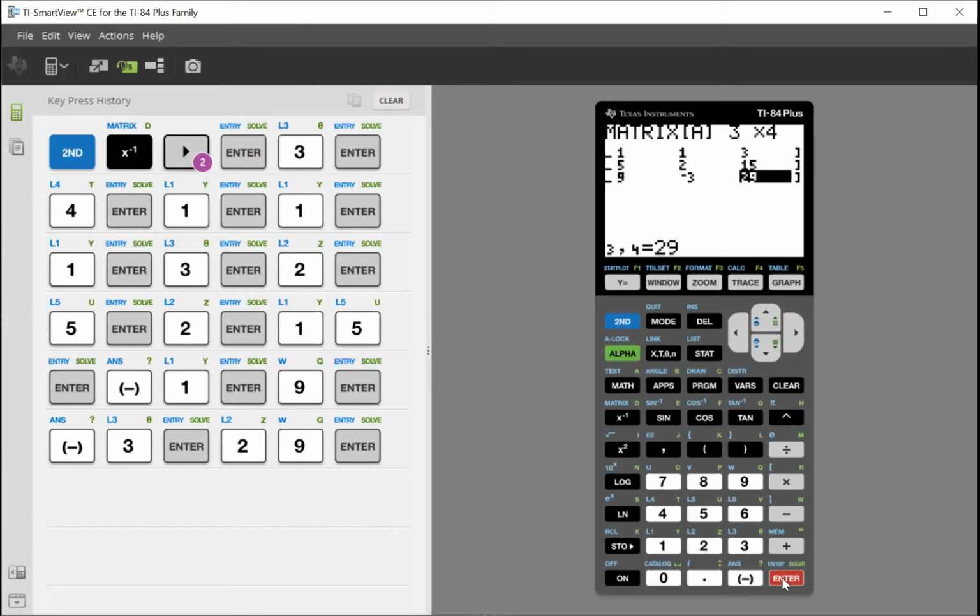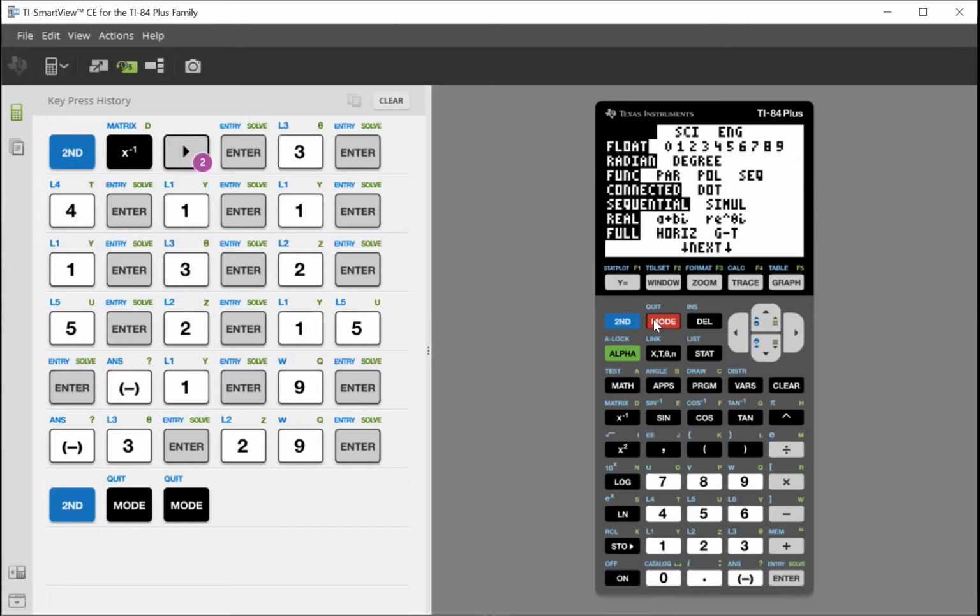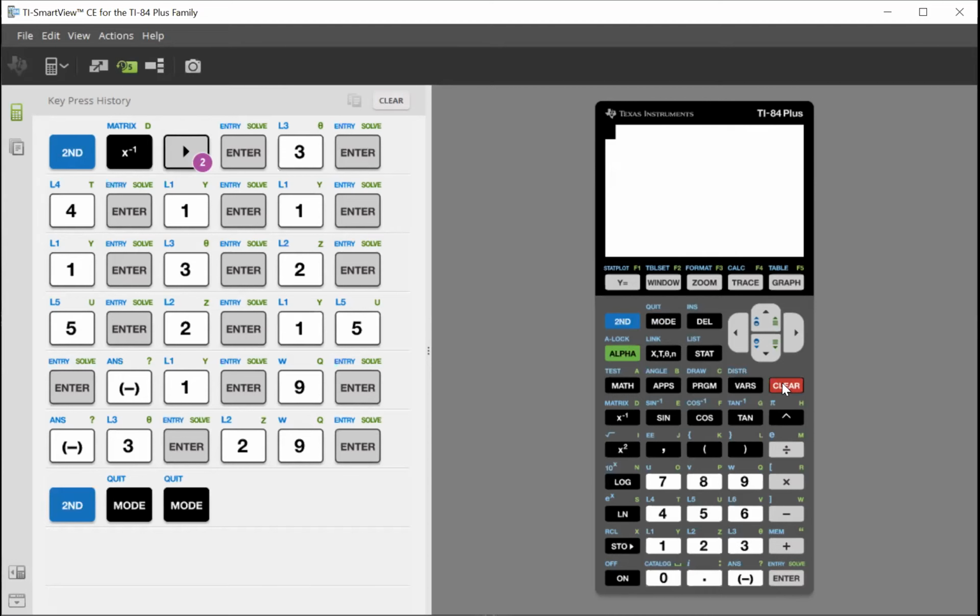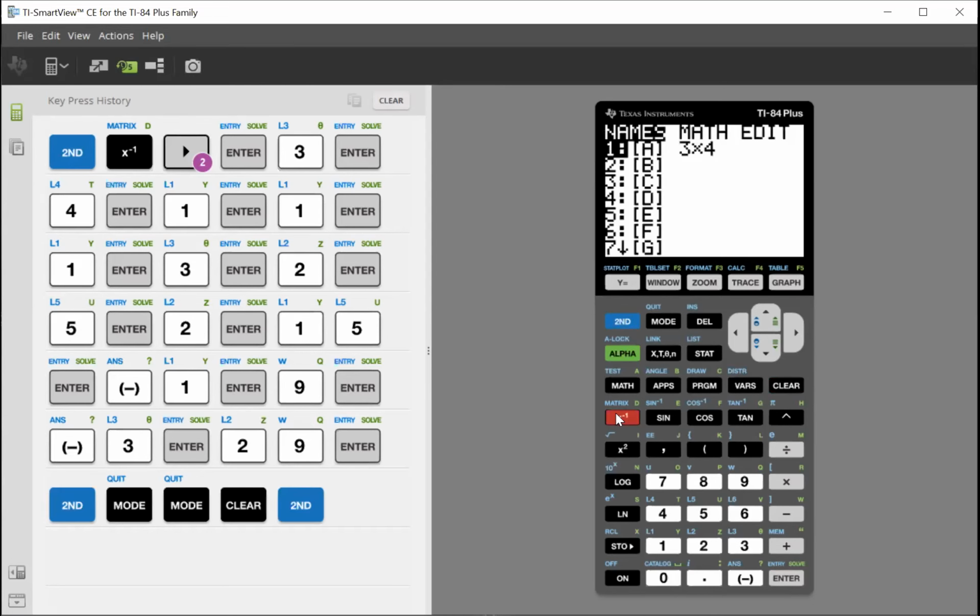So now we're going to quit this screen by hitting second. Right next to the second, it says mode. Hit mode. If you notice right above mode, it says quit in blue. Now, our matrix is in our calculator. Now we got to make it do the work. So we're going to hit second x -1, because this is where we're going to find our matrix operations.